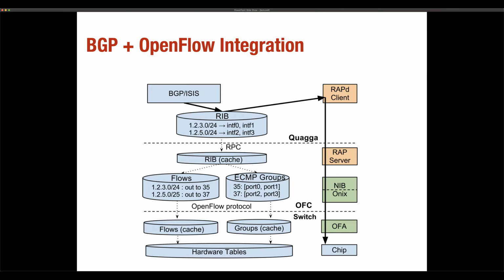So the RAP server is basically doing a translation between the RIBs and the NIBs and the NIBs and the RIBs, right? These are two different levels of abstraction that are out there, and the RAP service itself is providing that type of translation for us, right? So this is how these two protocols are integrated.